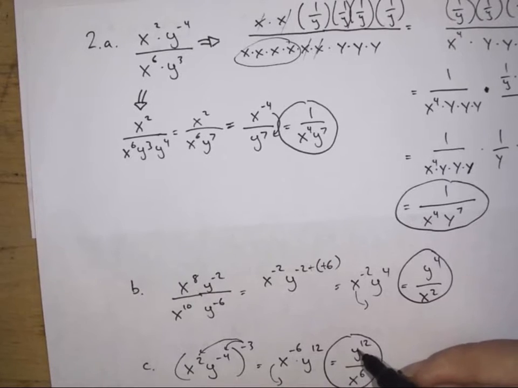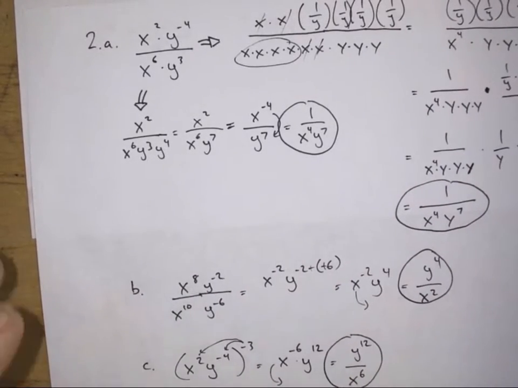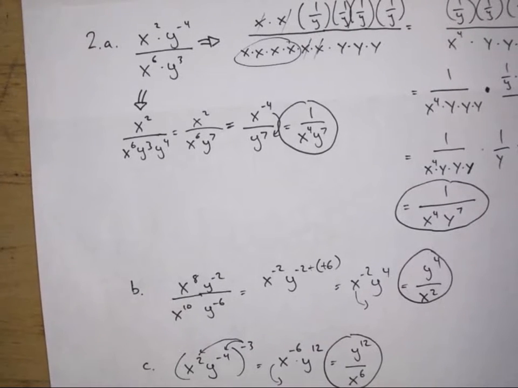These guys can't communicate, they don't have the same base. All of our exponent laws require we have the same base in our term. All right. So we'll move on.